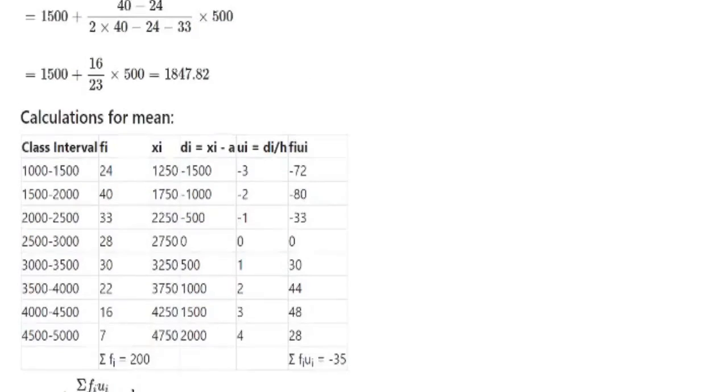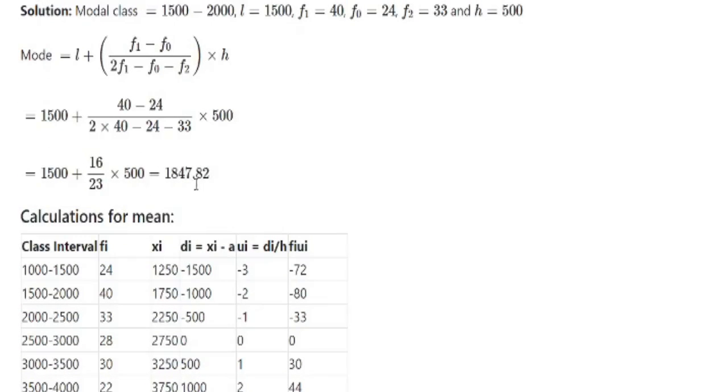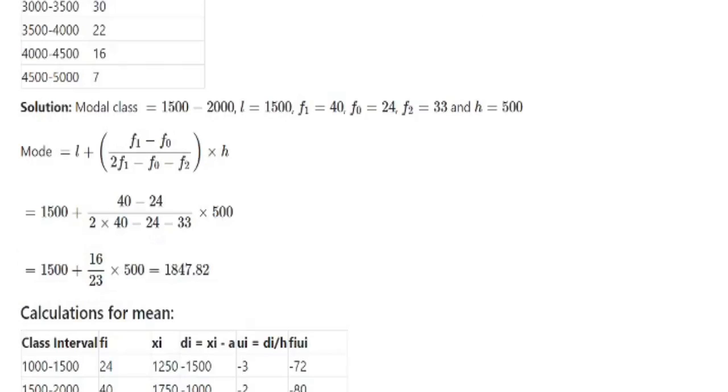So this is the arithmetic mean, and also the mode equal to 1847.82. So I hope the formula for mode is clear, and also you have to remember the calculation for arithmetic mean.